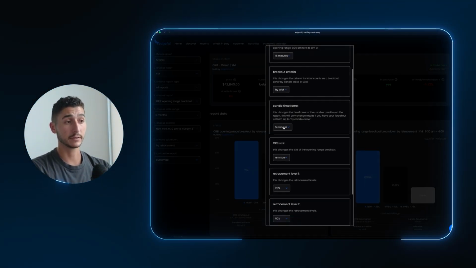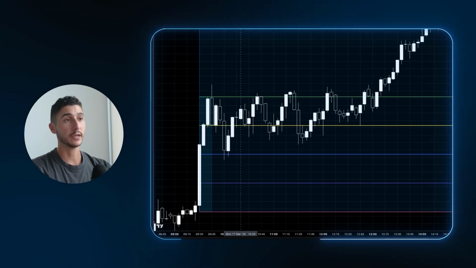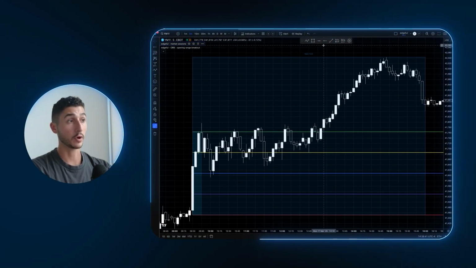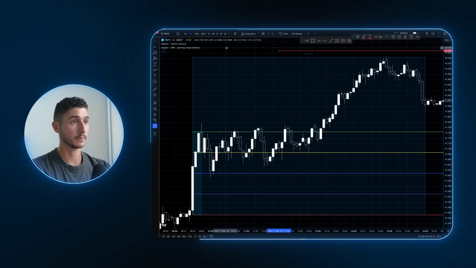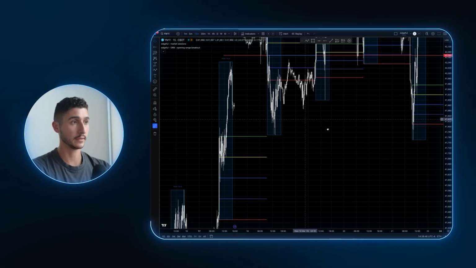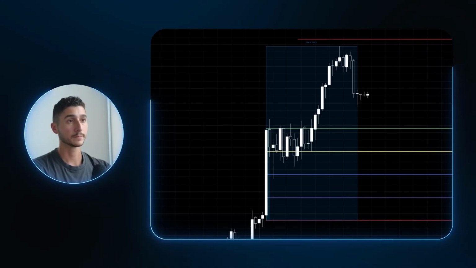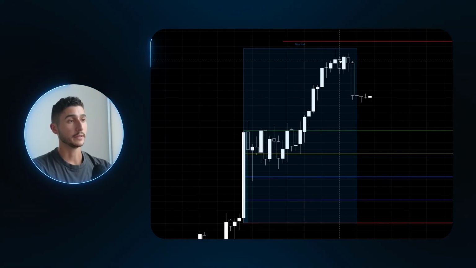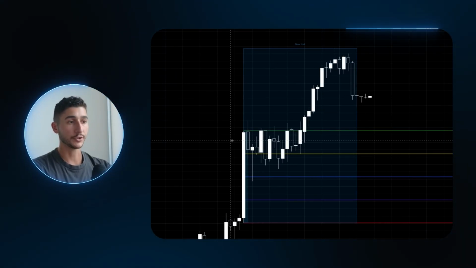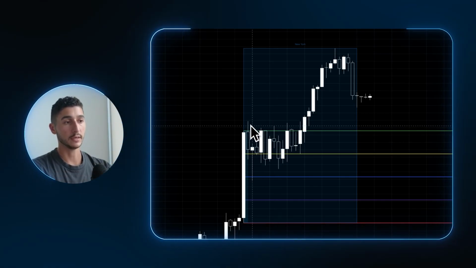Then we have the candle time frame. This is going to change the actual chart that you're looking at. So I'm just going to do that so I can easily go back to the day that I'm looking at. Okay. So looking at this, the way that this works is all you're doing is you're changing the candle time frame.